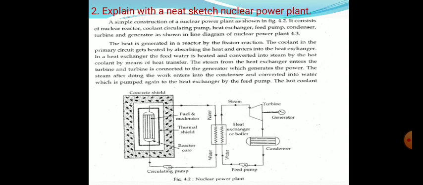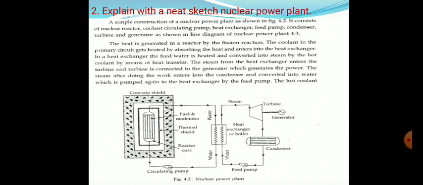The heat is generated in a reactor by the fission reaction. The coolant in the primary circuit gets heated by absorbing the heat and enters the heat exchanger. In the heat exchanger, the feed water is heated and converted into steam by the hot coolant by means of heat transfer. The steam from the heat exchanger enters the turbine, and the turbine is connected to the generator which generates the power. The steam after doing the work enters the condenser and is converted into water, which is pumped again to the heat exchanger by the feed pump.